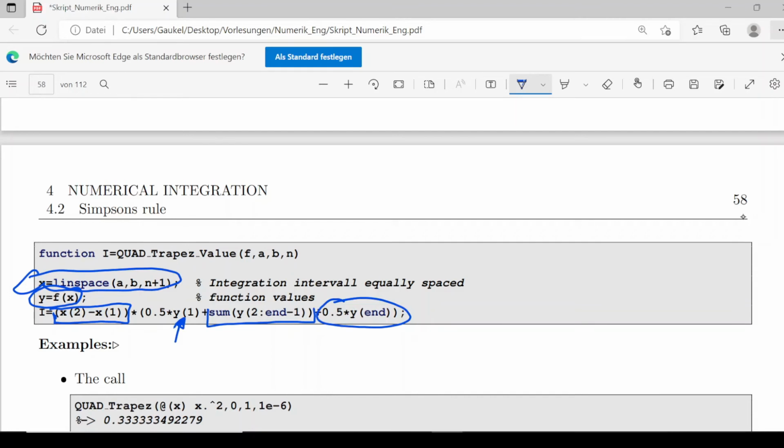h is the difference of two succeeding x values, so we can subtract x2 minus x1. If we subtract x3 minus x2, that would be the same result, so let's subtract x2 minus x1. This is our h, and also possible would be b minus a divided by n. That would give us the same answer, and this is the trapezoidal value. Give me a function, give me the integration interval, and tell me how many parts you want, and then I return this value.